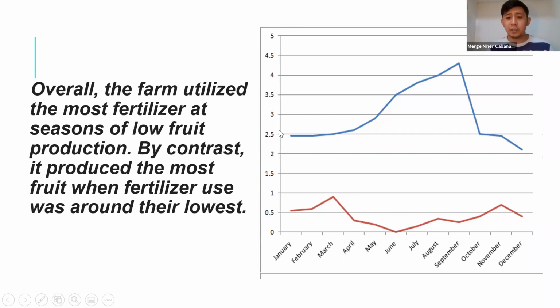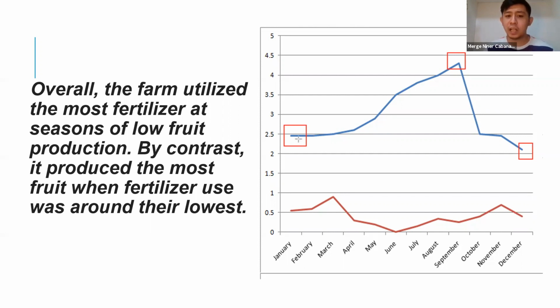Overall, the farm utilized the most fertilizer at seasons of low fruit production. By contrast, it produced the most fruit when fertilizer use was around the lowest. Now it is a very important thing to understand when it comes to line graphs. You can determine the trend by first taking a look at the beginning. What is the highest and lowest point, and when did it end?